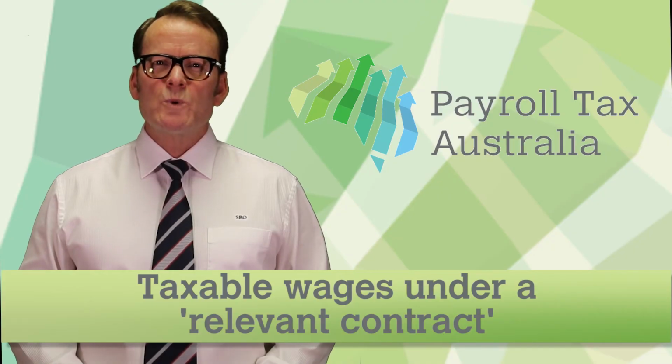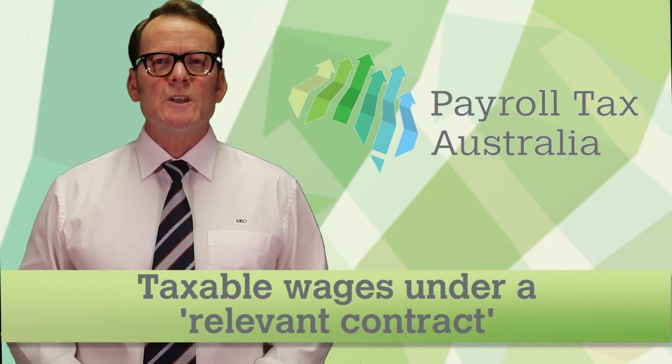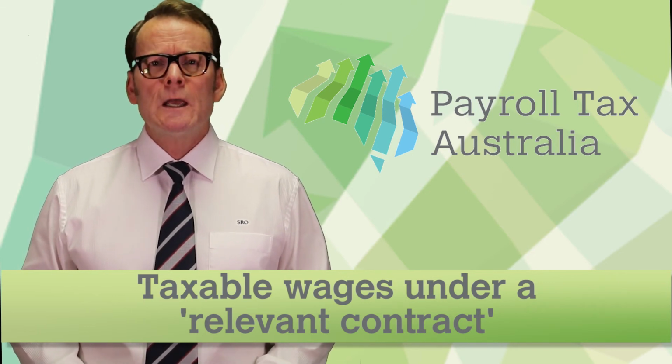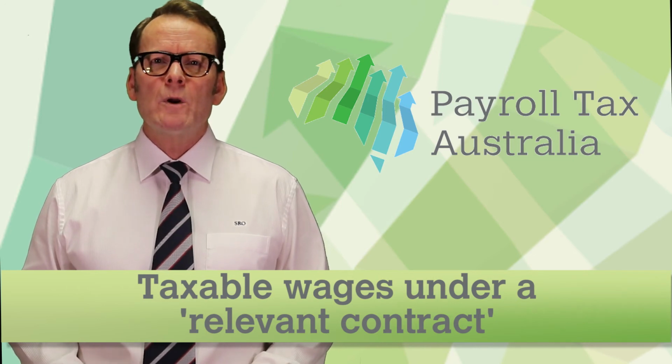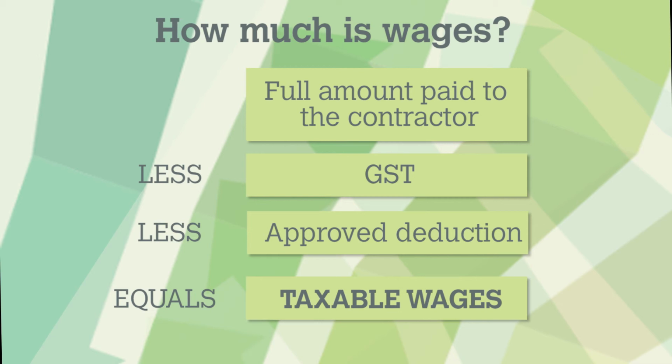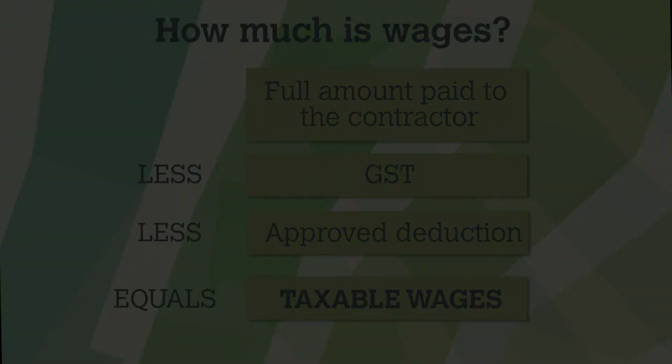If an arrangement between a principal and a contractor doesn't fit within any of these exemptions, then the contract is called a relevant contract, and the employer will be required to pay payroll tax on the amounts paid to the contractors. The amount paid to the contractor, excluding GST and an approved deduction, will be deemed wages and therefore attract payroll tax. Please refer to Revenue Ruling PTA 018 for approved deduction rates, which take into account materials and equipment provided by various types of contractors.